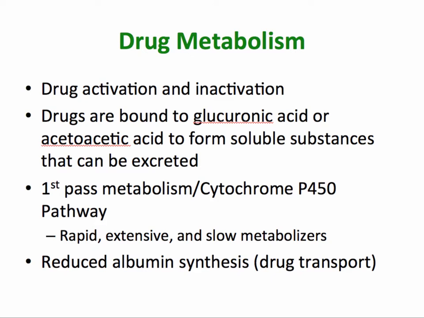Also, the liver is important in the first pass metabolism and involves the cytochrome P450 pathway. You may have noticed the cytochrome P450 pathway in drug books. This determines the rate at which an individual metabolizes drugs. And genetically, individuals can be rapid, extensive, and slow metabolizers of drugs.